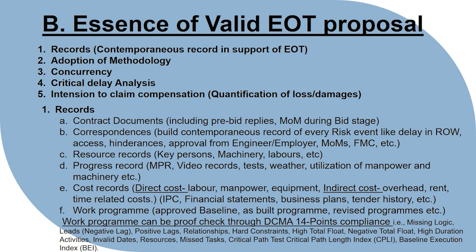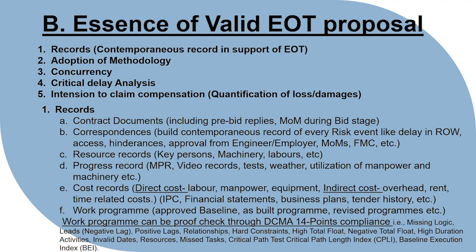Now, the records which the contractor can generate are contemporaneous records by means of correspondences, monthly progress reports, video records, tests, utilization of manpower records, and machinery records. The contractor shall also record the direct costs incurred during the execution of work, which shall be labor, manpower, machinery, equipment, and also shall record the indirect costs, which are the overheads, rent, and time related costs.